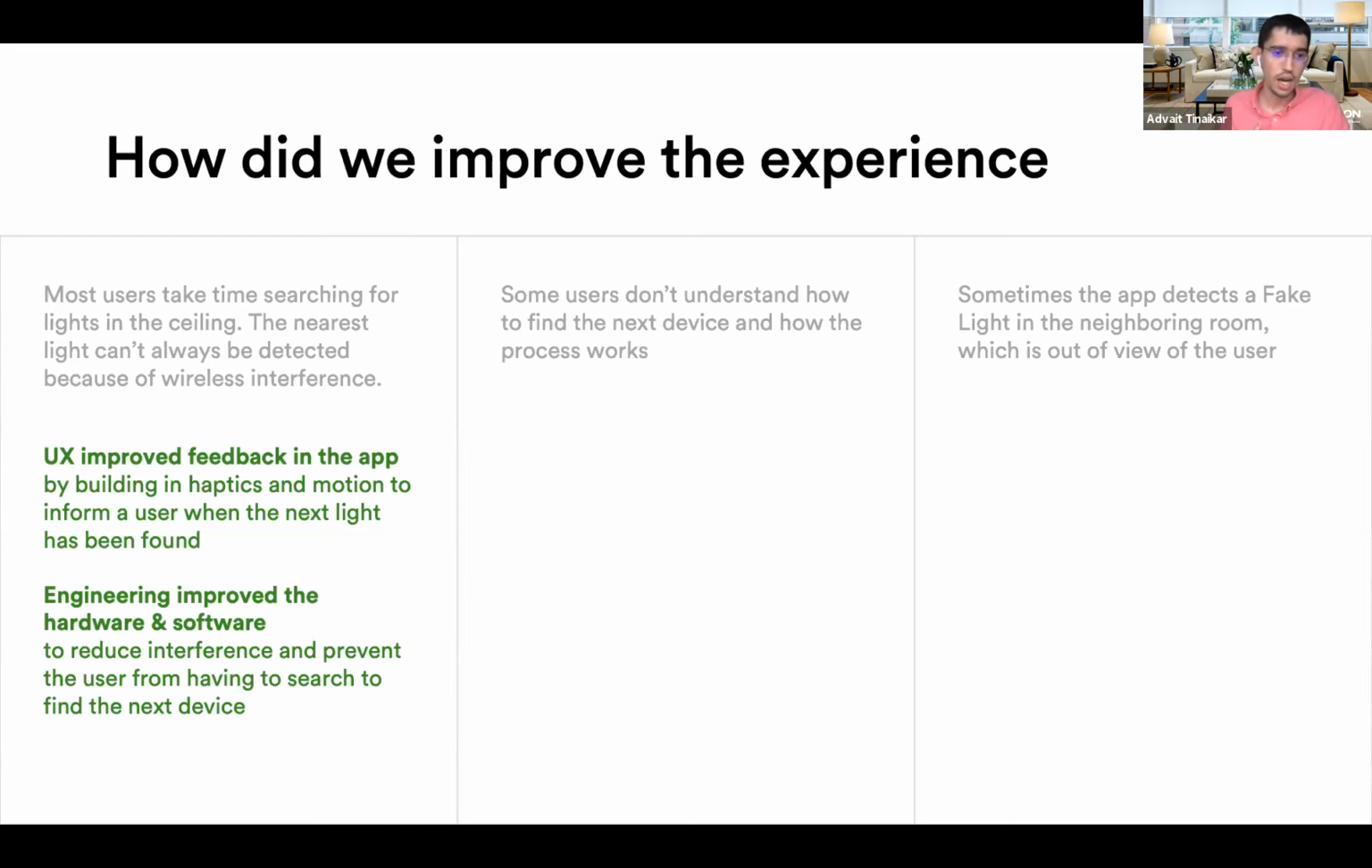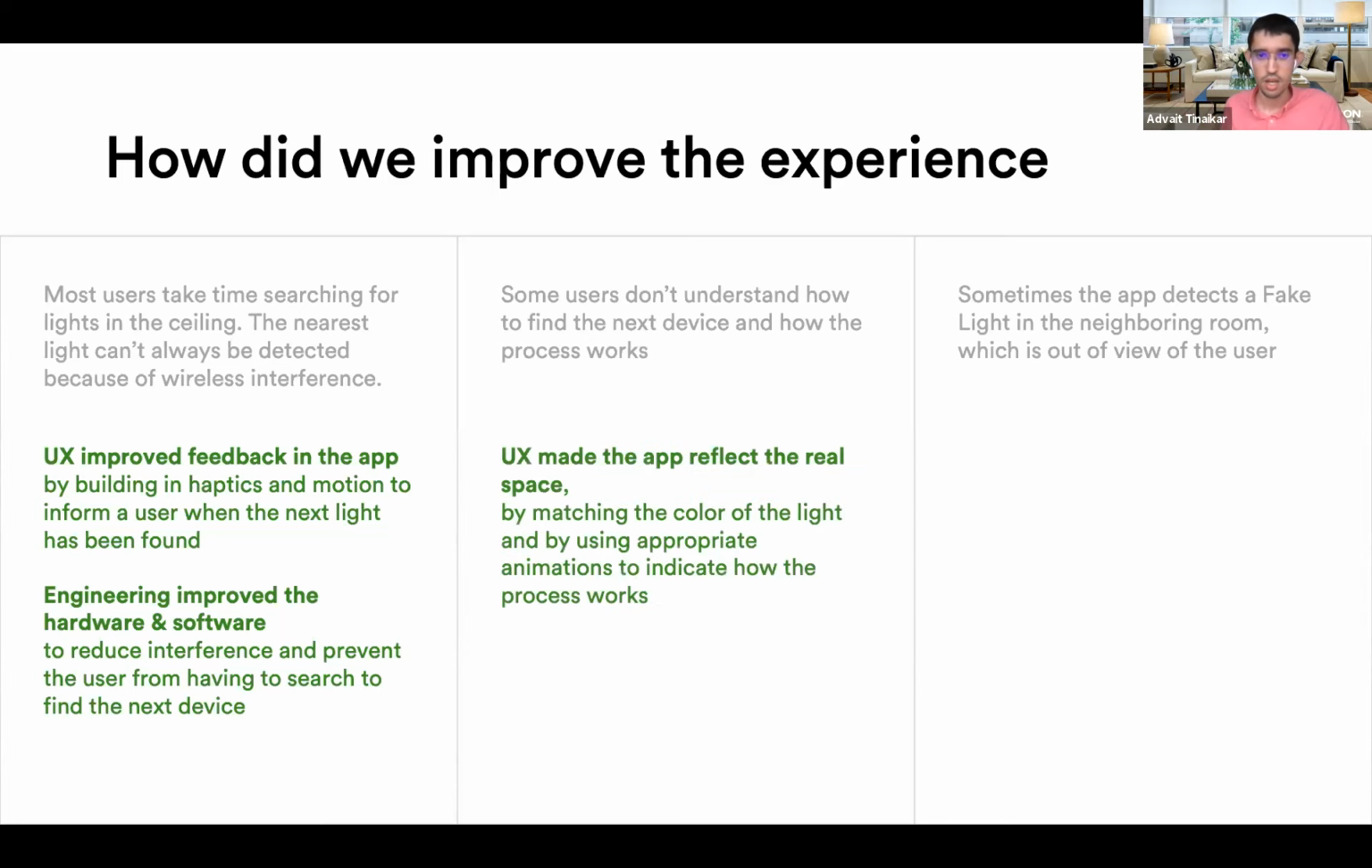We also had engineering improve the hardware and software. So stuff like the placement of the antenna or the algorithm that actually detects the nearest lights was tweaked based on this. In terms of helping users understand how the process works, we tried to match the app to reflect the real space in every way possible, right? That was from matching the color of the light in the ceiling to what is on the screen, to using appropriate animations to indicate how the process works.